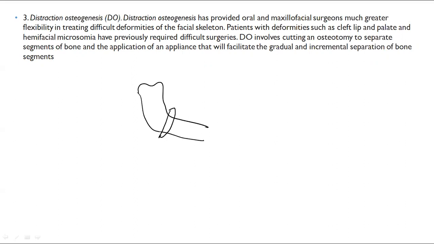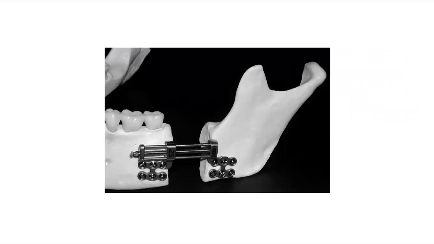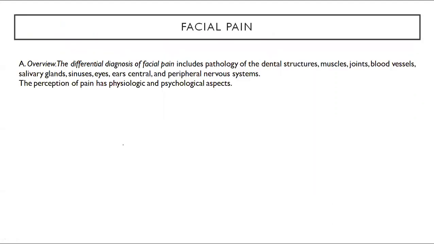So you can cut it, separate the segments of the bone, and apply a device that will facilitate gradual and incremental separation of bone segments. So this is the appliance that will be slowly activated according to the oral surgeon.